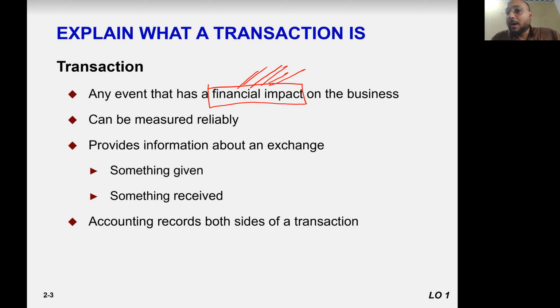Plus, owners. If an owner went on holidays from his own pocket, does it have to do with the company? No. If I'm the boss and I took my kids on a foreign tour or something with my own money, not the company money, then it doesn't have impact on the business, so it is not a business transaction. It is my personal transaction.